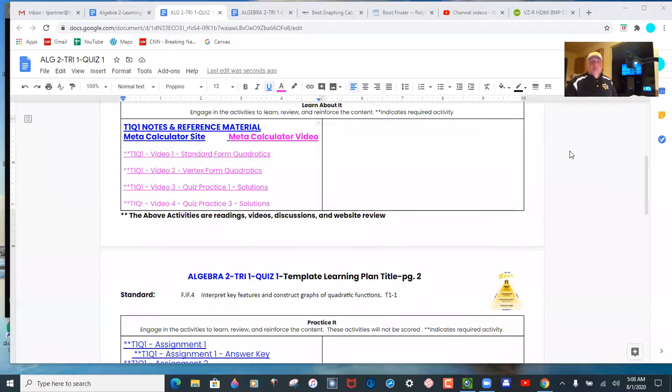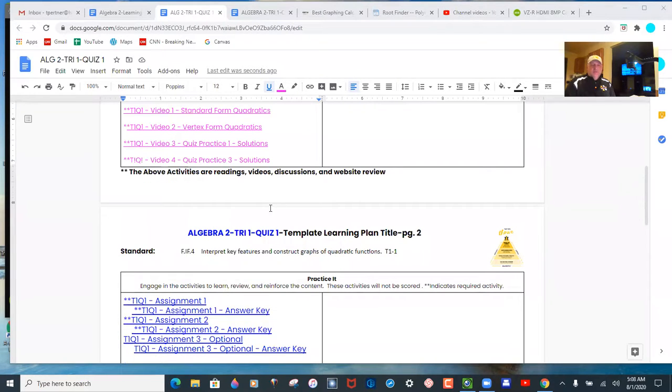These are the practice solutions, or the solutions for your practice quiz 3, should you so care to use them.